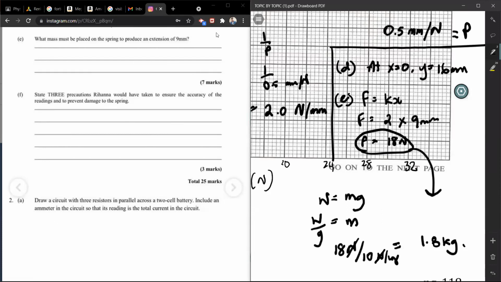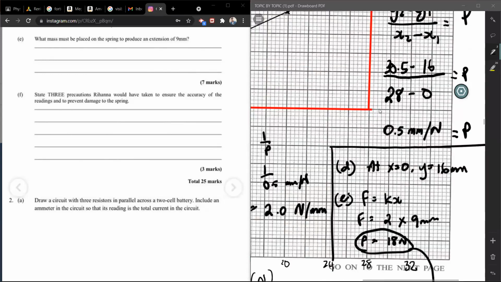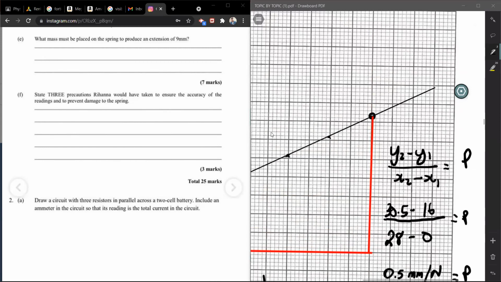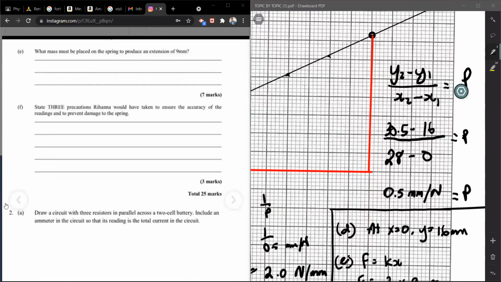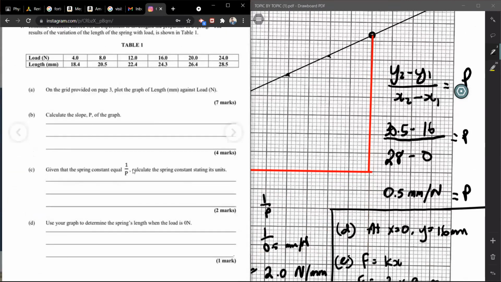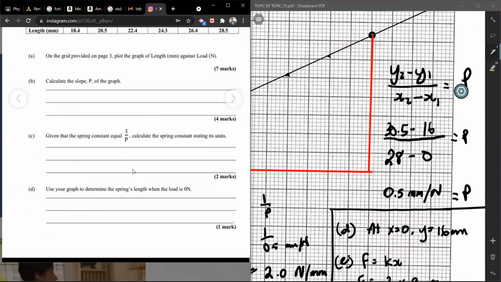Question, sir. Why didn't we use the gradient value for the constant? Because the gradient is 1 upon the spring constant. It's the inverse, the gradient is a reciprocal of it. See, part C says that the spring constant is equal to 1 upon P. Oh, okay, cool.